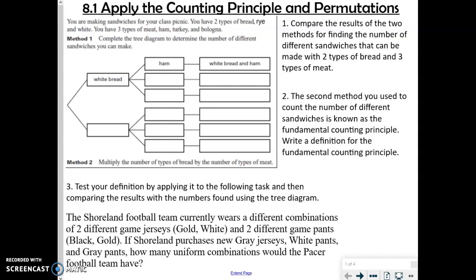Our lesson for today is talking about the fundamental counting principle, permutations, and factorials. The two methods that you see on the screen in front of you are the tree diagram method, which I'm sure all of you are very familiar with, and then the other one is what we will talk about as the fundamental counting principle.